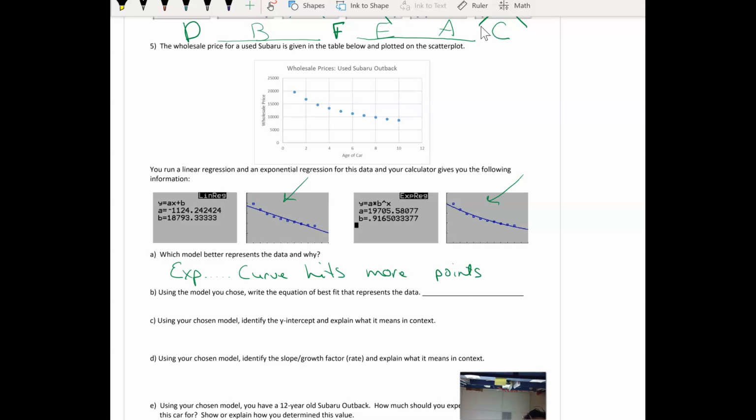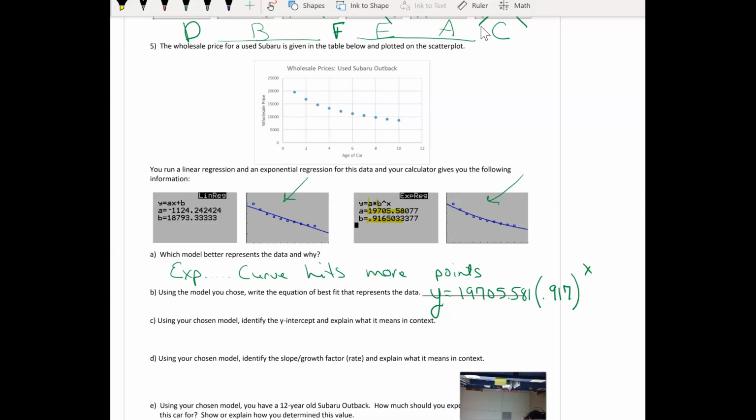So now that I've decided on the exponential, I have to write the equation. So I'm going to take A and put it in for A, and B and put it in for B. So we'll go 3 decimals, Y equals A, going 3 numbers behind the decimal. In parentheses, I'll put B, 3 numbers behind the decimal, rounding, to the X power.